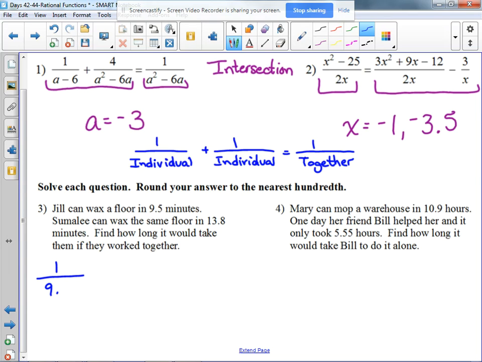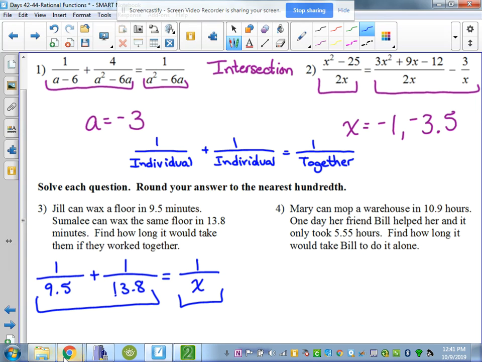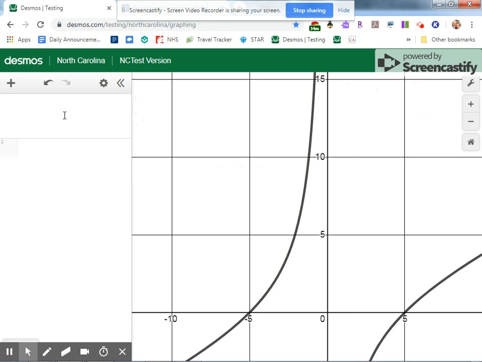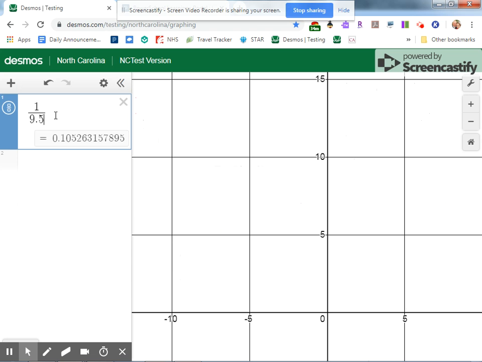So 1 over Jill's time, 1 over 9.5, plus 1 over Sumali's time, 13.8, is equal to 1 over, we don't know how long. It says find how long it would take them if they work together. So if we don't know what it is, we use a variable, right? 1 over x. This is just like what we were just doing. Left side, right side.